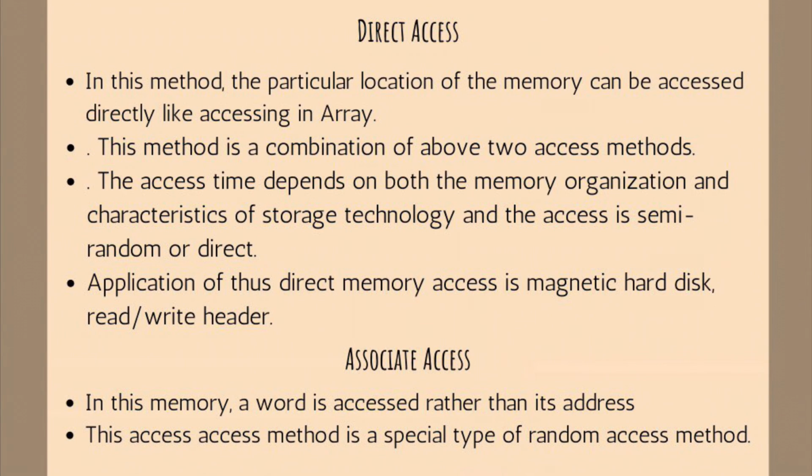Third, direct access. In this method, the particular location of the memory can be accessed directly, like accessing in array. This method is a combination of above two access methods. The access time depends on both the memory organization and characteristics of storage technology. The access is semi-random or direct. Application of this direct memory access is magnetic hard disk, read or write header.